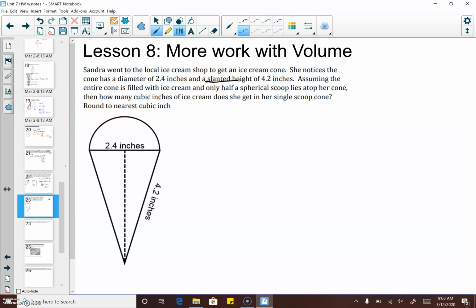So if we have a diameter up there of 2.4, that really means we have a radius of 1.2 on each side. Now if we look at our volume of a cone, we'll start with the cone piece. We are 1/3 pi r squared h. Well, I have a radius, but I need to find that height.